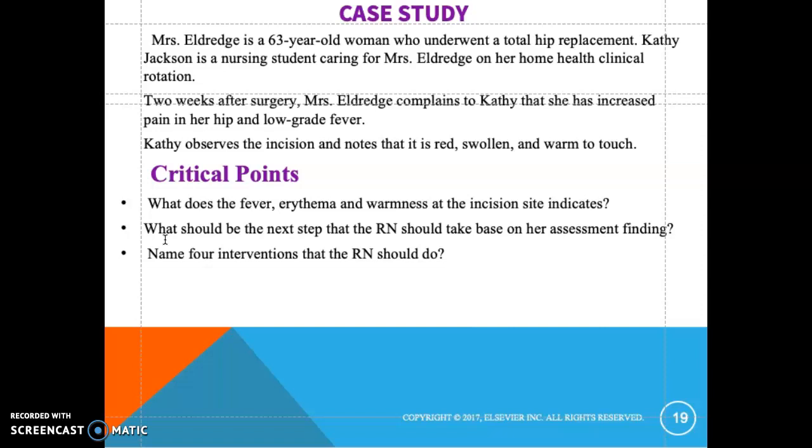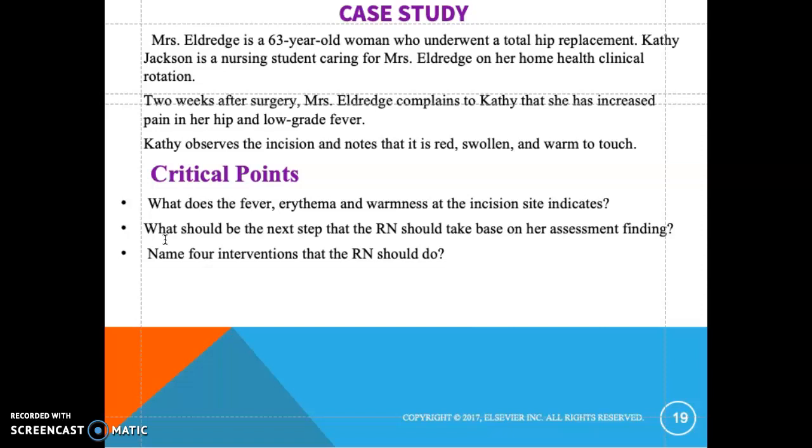So the next step is that the nurse, after conducting her physical assessment, is going to call the doctor and inform the doctor of the clinical presentation. And the doctor may order a culture of the incision site. The doctor may want to start the patient on broad spectrum antibiotics. The doctor may also order some pain management for the client.